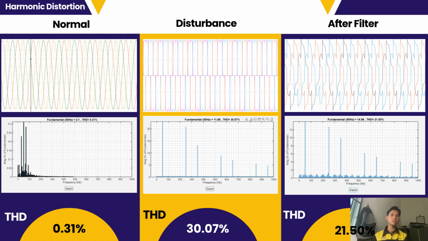Finally, the right side shows the system after the harmonic filter is installed. Compared to the disturbance condition, the current waveform becomes smoother and more sinusoidal, which indicates that part of the harmonic currents has been successfully filtered. This improvement can also be observed in the FFT analysis, where the THD is reduced from 30.07% to 21.50%. Although the THD value is still above the IEEE standard 519 recommended limit, the reduction demonstrates that the harmonic filter is effective in reducing harmonic distortion and improving the overall power quality of the system.